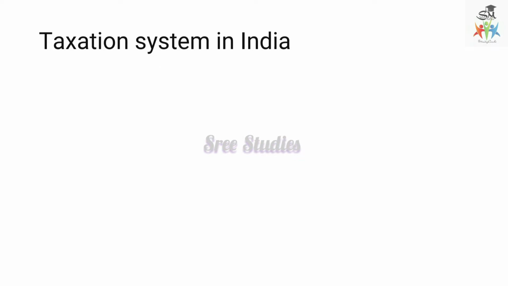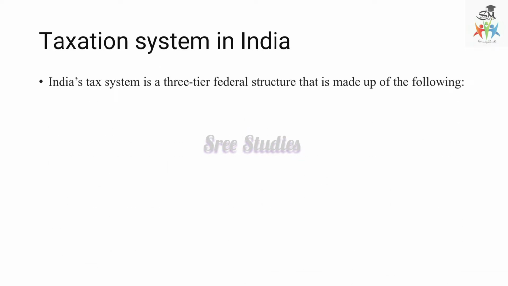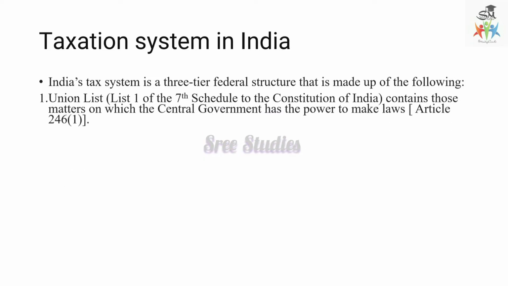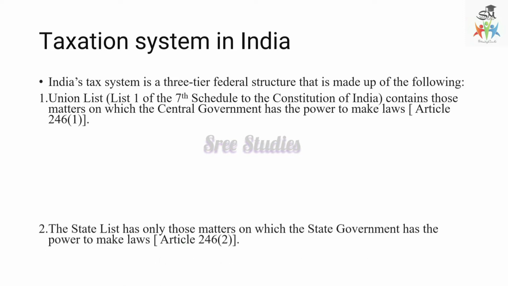Let us see the taxation system in India. The Indian taxation system has a three-tier federal structure. Let us see them one by one. The first one is the union list. It is the list given in the 7th Schedule of the Constitution of India, and it contains those matters on which the central government has the power to make laws, which is particularly given in Article 246, sub-section 1.